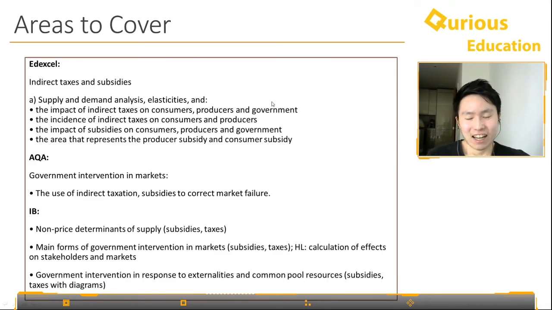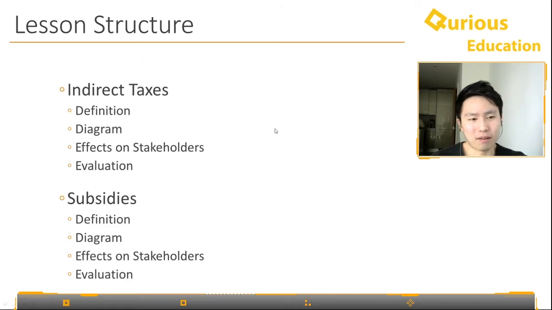Okay. Again, don't worry too much about this. This is kind of like which syllabus covers what types of things. So, I'm trying to focus on the things that are overlapping in each syllabus. Most of it, or certainly nearly all of it, would be relevant to you. So, indirect taxes and subsidies.